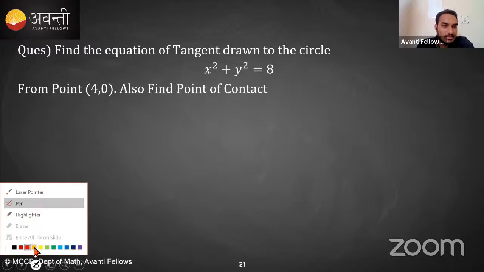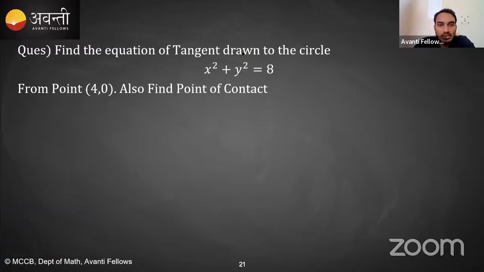So one question is this: find the equation of tangent drawn to the circle x square plus y square is equal to 8 from point (4, 0). Also find the point of contact. The question says: first find the equation of tangent from this point to the circle, and whatever tangent you get, also find the point of contact of that tangent with the circle.